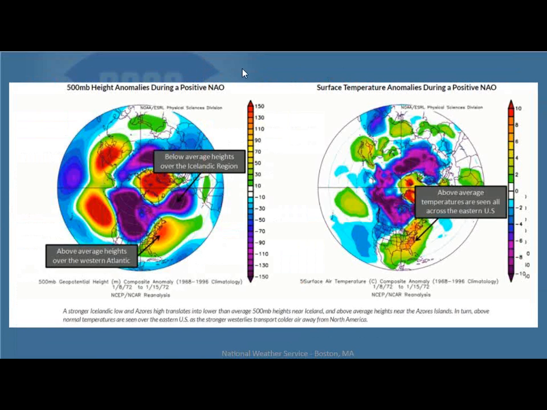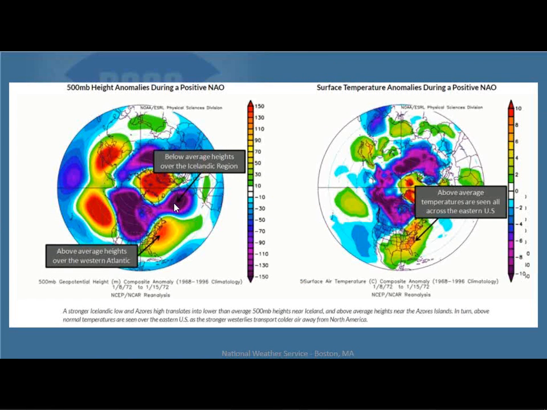So let's talk a little bit about the NAO here. This is during a positive NAO, which is a little less favorable for a big snowstorm in our area. And if you look at the left image here, you'll notice, here's Greenland, first of all. And you'll notice we've got a kind of a trough over Greenland, and that's kind of unfavorable. And what the NAO really is, it's the difference in pressure between Greenland and the Azores, which are located out here.